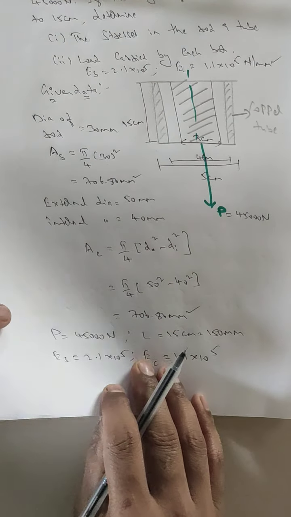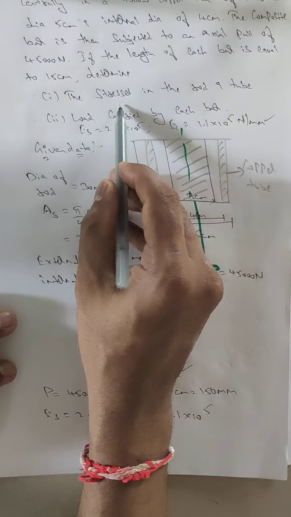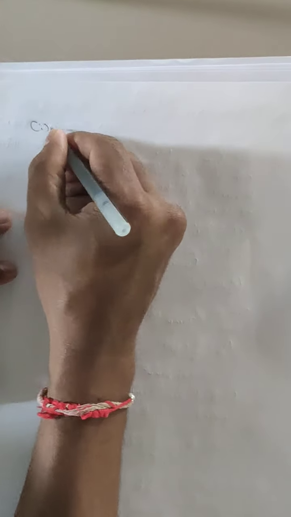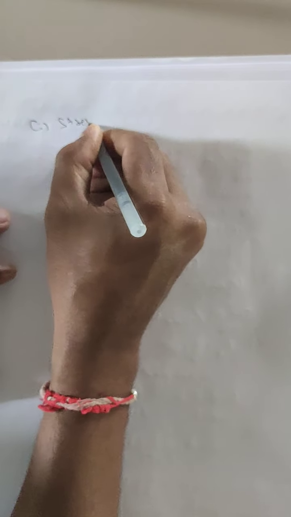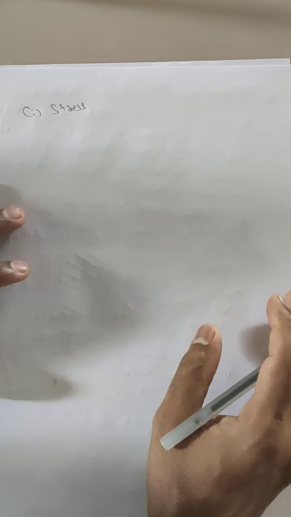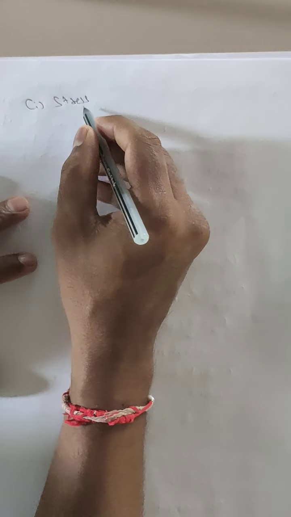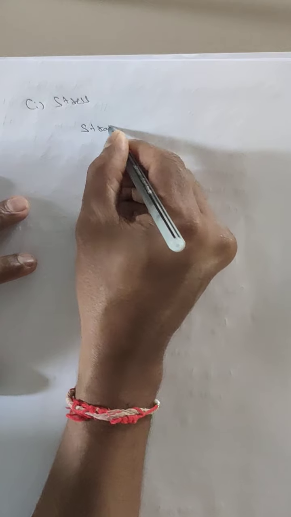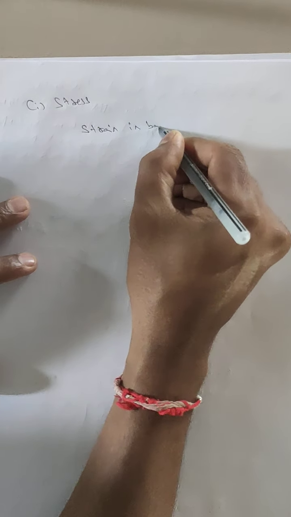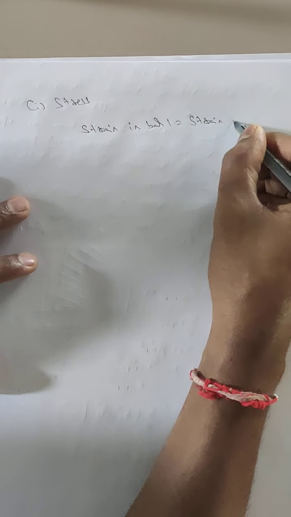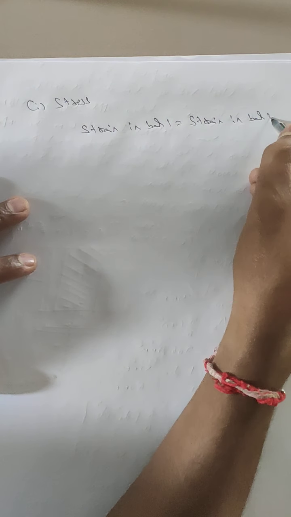What is the first one we have to calculate? We have to calculate the stress. So let us solve the stress one first. How can we calculate the stress? In my previous videos I have given the derivation of the composite bar. To calculate the stress here, we know that the strain in bar 1 is equal to the strain in bar 2.